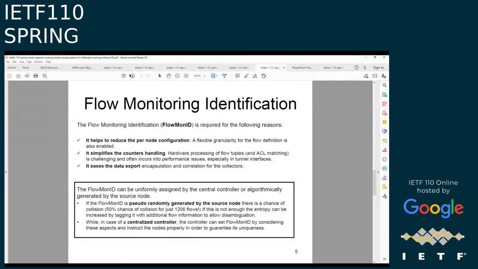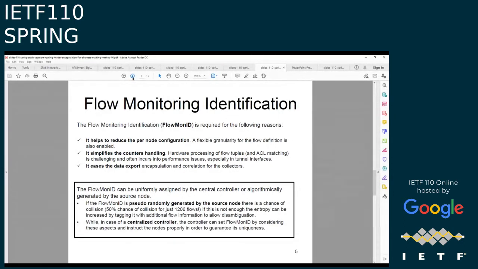Yeah, this slide explains why we need this identification field together with the 2 marking bits. This is due to implementation reasons, because the use of flow monitoring identification helps to reduce the configuration for each node and also allows a flexible granularity in terms of flow definition. It also simplifies the counters handling and the data export. So these are important reasons why we can use this 20-bit flow monitoring identification.